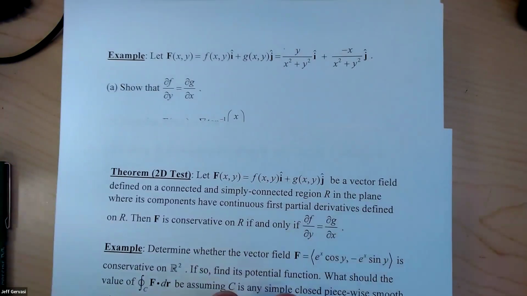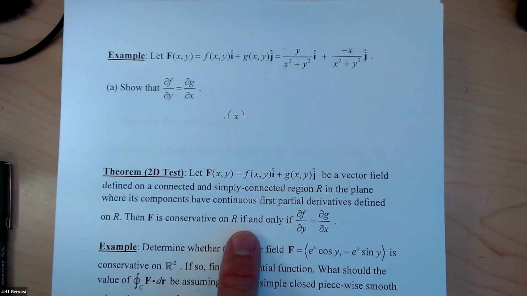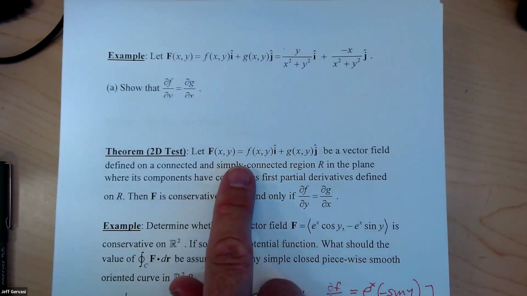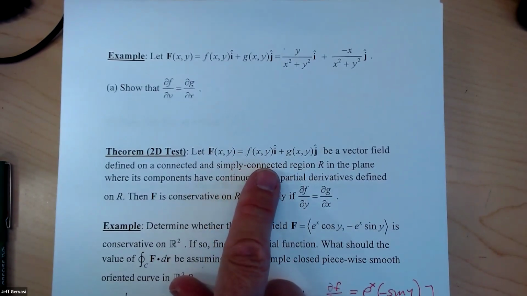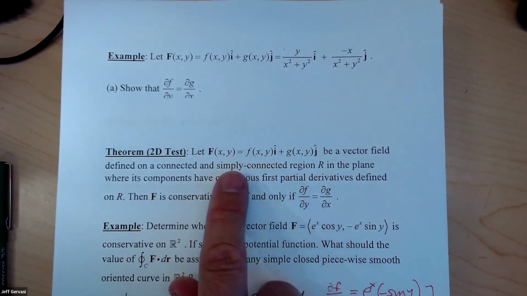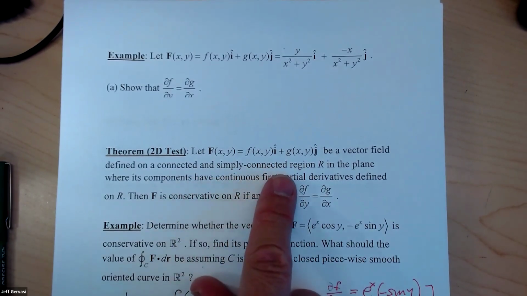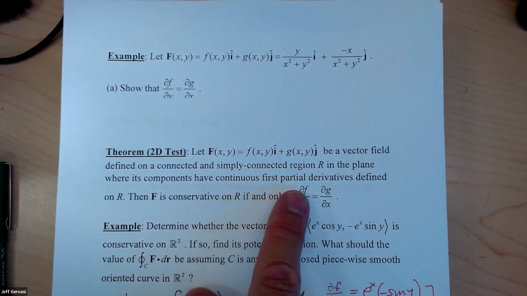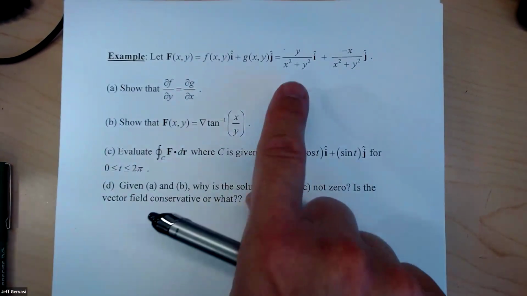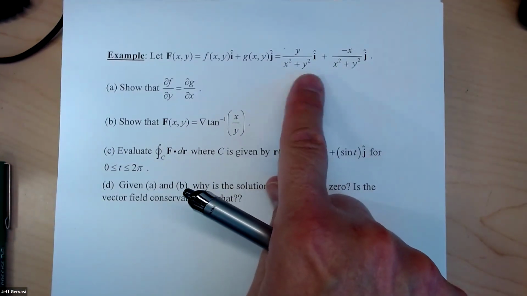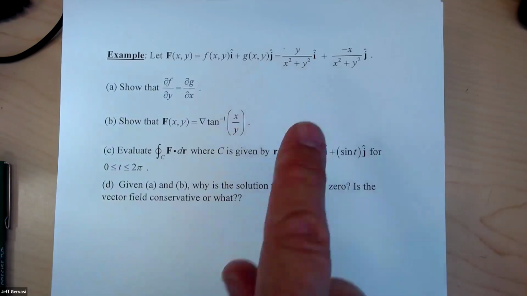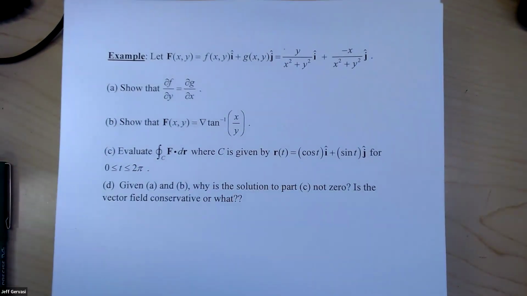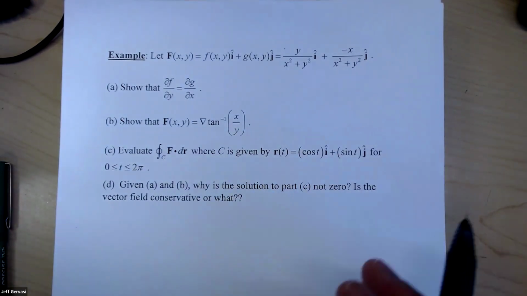Right, here's our 2D test right here. But it says that the vector field and the derivatives of its components have to be defined on a connected and simply connected region R in the plane, where the components have continuous first partial derivatives on the region R. Notice that this vector field is not defined at the origin, and our circle C encloses the origin. So there's that.